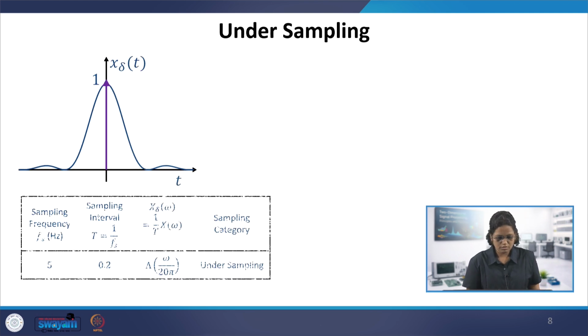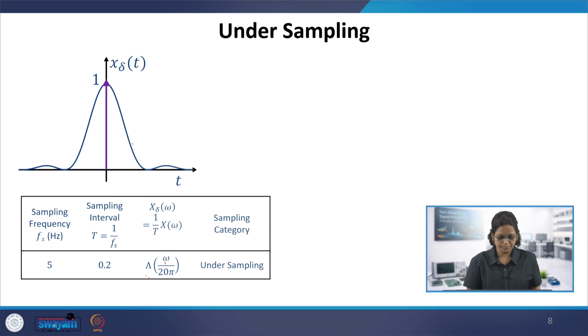Suppose the sampling frequency is 5, but what we need is at least 10. This is called undersampling. So we take this signal sampled at a rate of 5 hertz. Only a few samples have been taken, so it does not even follow the Shannon sampling theorem. Here T is 1 by 5, which is 0.2, and X of omega is 0.2 times the triangle of omega by 20 pi. So 0.2 times 1 by T, that is 0.2 times 5, becomes 1.